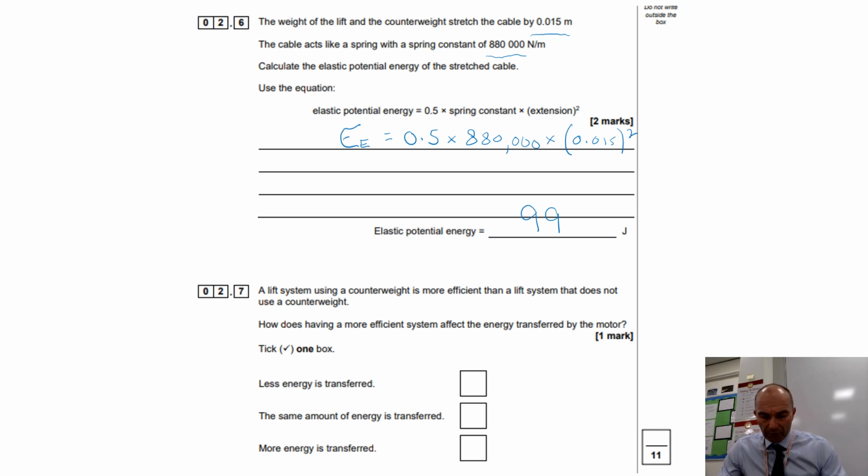And then the final part to this question: a lift system using a counterweight is more efficient than a lift system that doesn't use a counterweight. So how does having a more efficient system affect the energy transferred by the motor? If we are being more efficient, we are using the energy available better. So it actually means that we have to transfer less energy to get the same effect. Now that question is out of 11 marks, so again, hopefully you've got 11 out of 11.